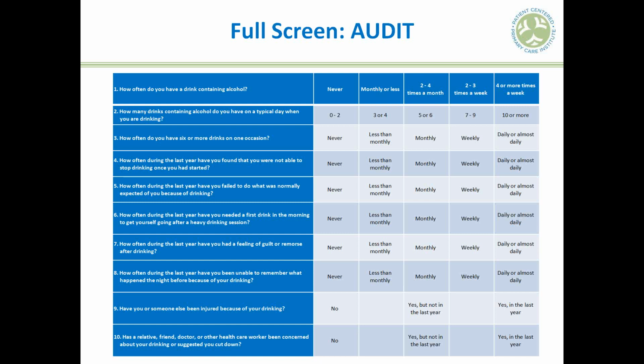So again, there's a scoring rubric for this because we know that sometimes people may score very highly on the first few questions, meaning that they drink very frequently or drink in excess, but they don't experience some of these social or cultural impacts that are in the last few questions. This can be an important indication of harmful use versus dependence.